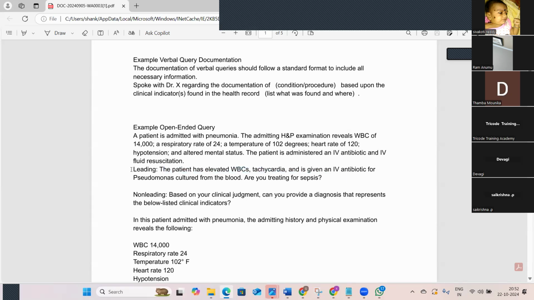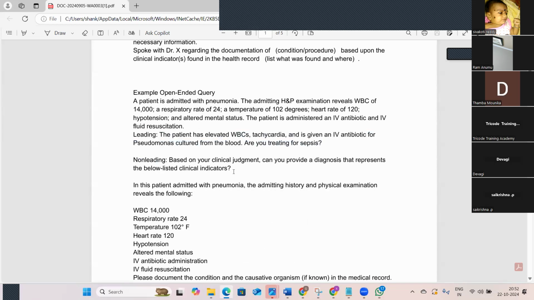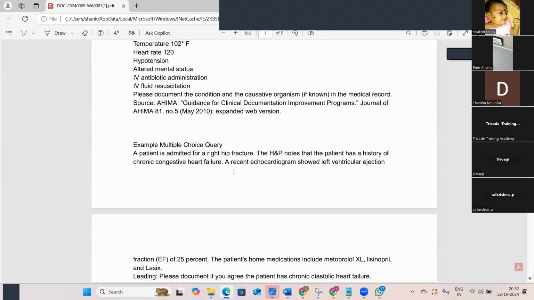So this way you are differentiating leading and non-leading, based on the same question. It is an open-ended query when we are not providing any option to the physician. Now, coming to the multiple choice query, how is an example of a multiple choice query?